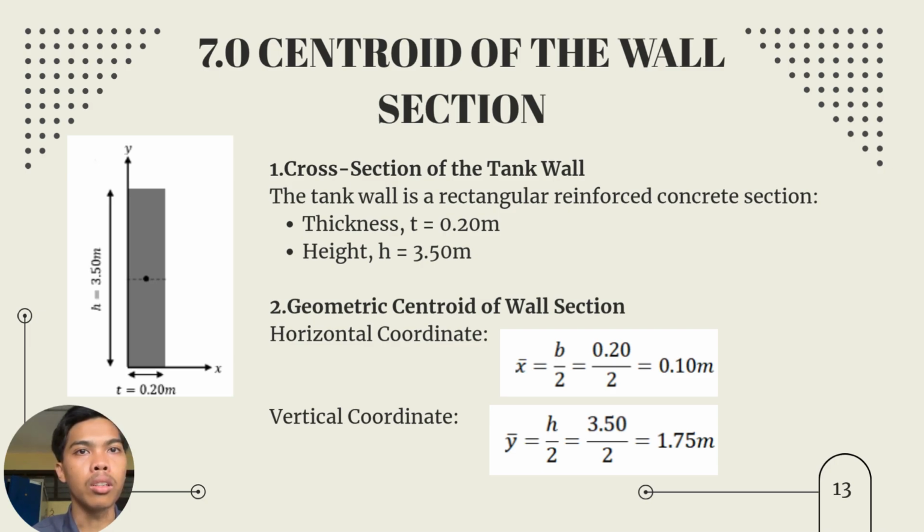The horizontal coordinate x bar is 0.10 meter, which is half of the thickness. Finally, the vertical coordinate y bar is 1.75 meter, which is half of the total height. This gives us the exact center of mass of the wall structure.